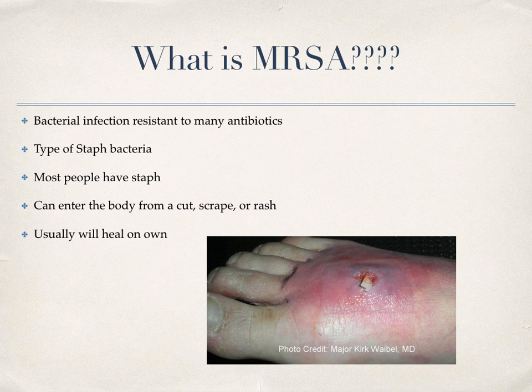MRSA is a type of staph. It is a bacterial infection that is resistant to many antibiotics. Most people have staph living harmlessly in their nose or on their skin. Many strains of staph are common.